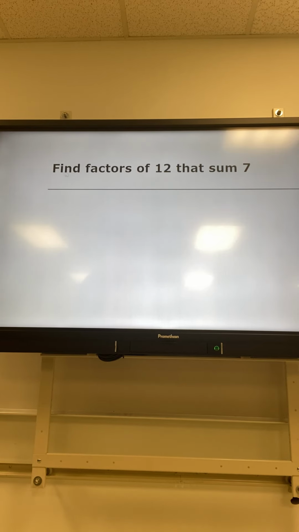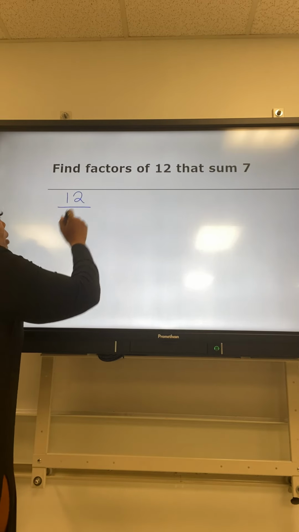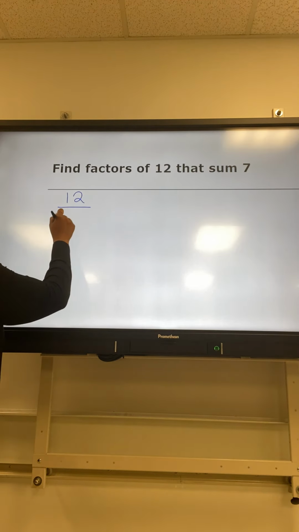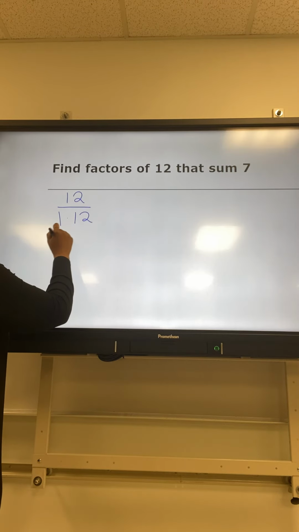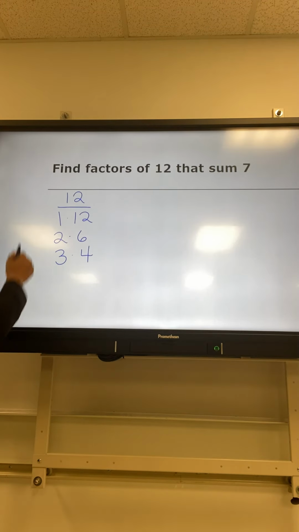So it says we want to find factors of 12 that sum to 7. So we're looking for factors of 12, so that means I'm going to start with 12, and I want to list all of the ways that I can multiply to get 12. Now, I listed a factors chart for you guys a while back when we were doing radicals. I'll list that chart again for you in Schoology in case you need it. But the ways that we can multiply to get 12: 1 times 12, 2 times 6, and 3 times 4. So I'm going to put an F here for these are the factors of 12.